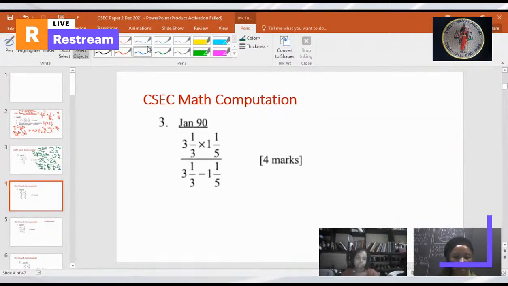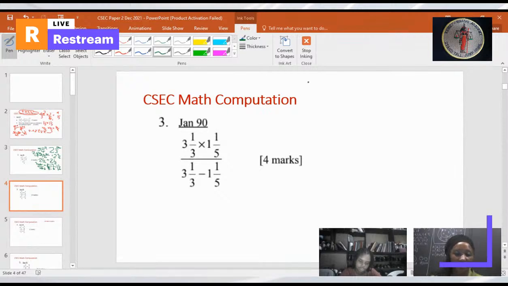All right. So let me try this one. Again, we have a fraction bar. We need to work the operation in the numerator first, and then we work the operation in the denominator. Then we're going to divide this answer by that answer. The fraction bar means divide.